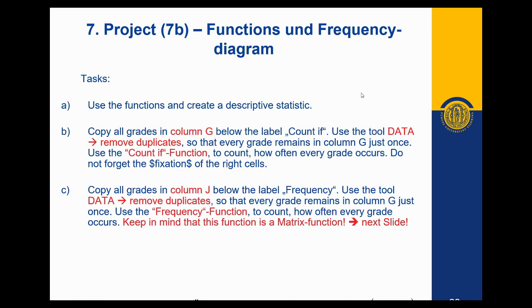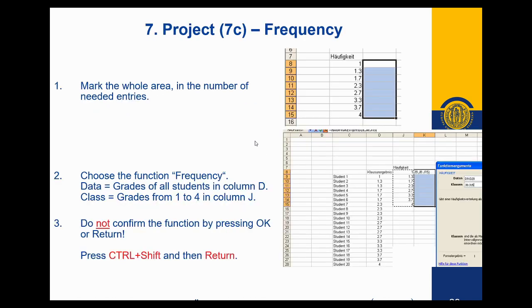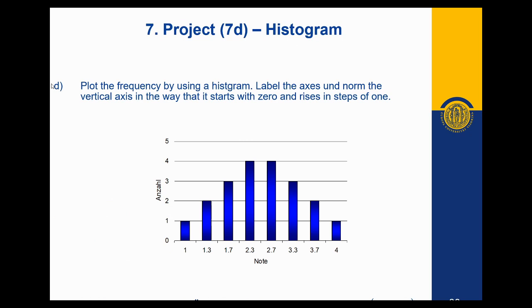So what is it that we're going to do? We have a task to use the functions to create descriptive statistics. We're going to use that first. Then we use the function COUNTIF to count the data. We do the same with the function frequency. I show you how to use that and how it is different from COUNTIF. Frequency is what we call a matrix function. And then finally in D, we're supposed to plot a frequency chart, a histogram, which is supposed to look like this.